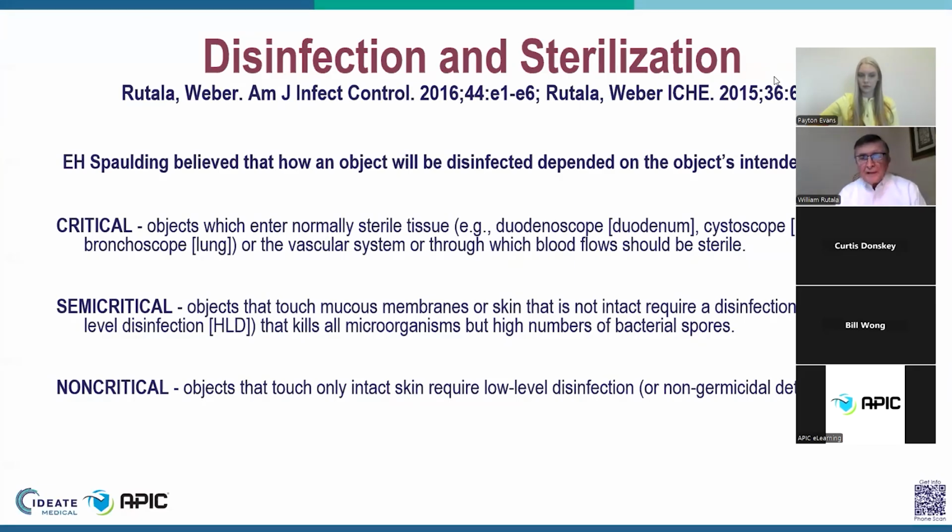Now, you know, duodenoscopes have contact with the duodenum, which is normally sterile. Cystoscopes have contact with the bladder, which is normally sterile. And bronchoscopes have contact with the lung, which is normally sterile. So these items and other flexible endoscopes should be sterilized, although for many years they've been high-level disinfected.